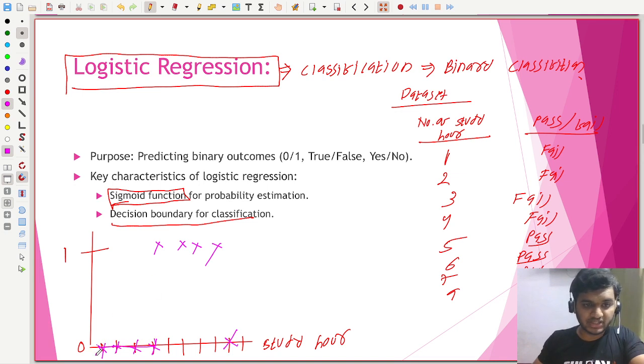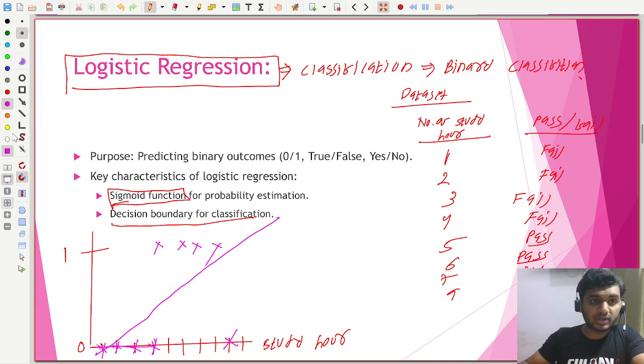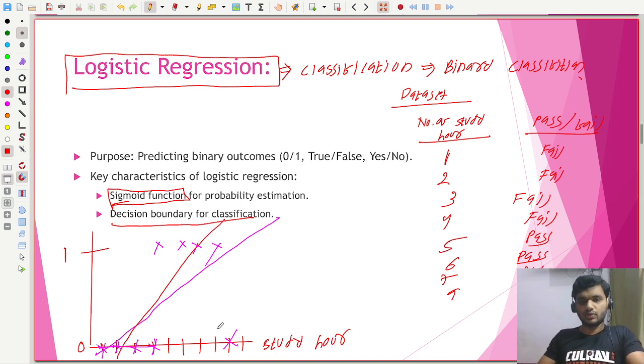So the line will be like this. But actually the regression line will be like this. If some outlier is present, the line will also change like this. So it is the regression line, and here the error will be maximum.